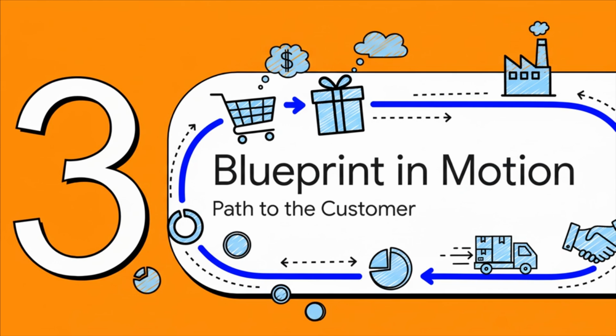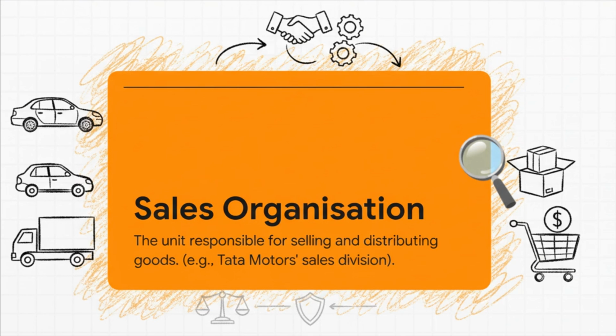But none of that means anything if you can't actually get your products to your customers. So let's look at how our blueprint handles the most important part of any business, sales and distribution. The star player here is the sales organization. This is the unit that's responsible for the whole sales shebang, from negotiating prices all the way to getting the order out the door. For a company like Tata Motors, this would be the division that sells all the cars and trucks and is legally responsible for every one of those deals.